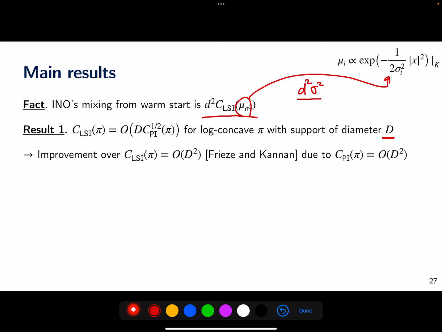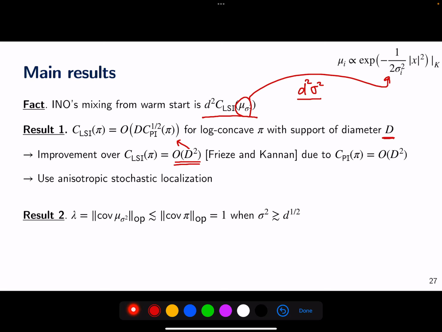Previously, it was just d squared, which was established by Frieze and Kannan. But we just improved this to d times the square root of C Poincaré, and the Poincaré constant is at most d squared. So apparently d times the square root of C Poincaré is an improved bound over this classic bound of Frieze and Kannan. And to achieve this result, we use anisotropic stochastic localization.